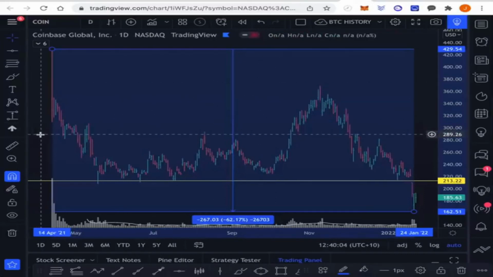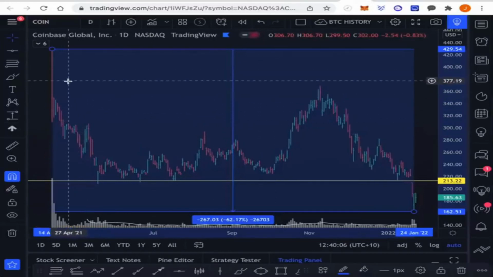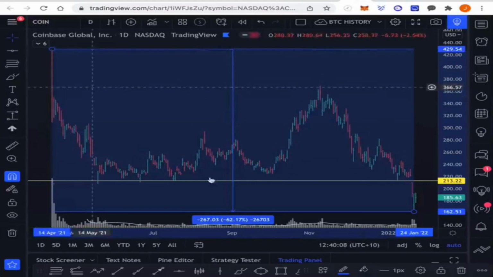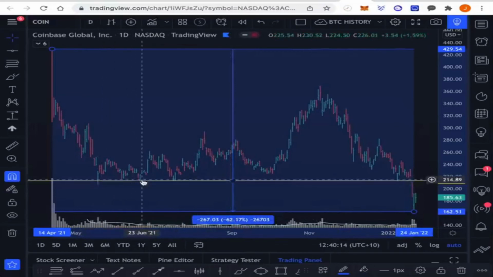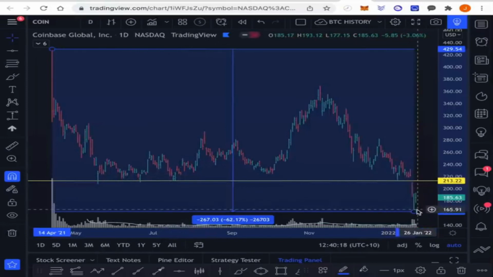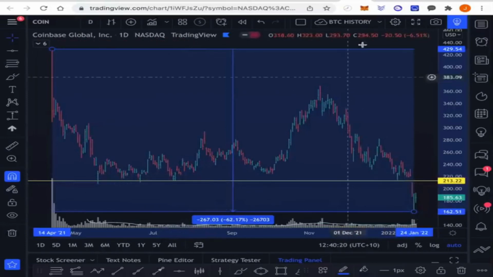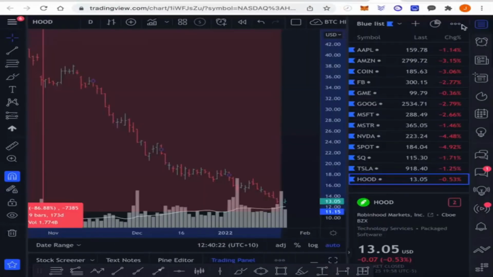So the stocks were very hot at the beginning of the year. Stuff like Coinbase, which is now down 62%. It's broken its all-time lows that was set from May and had a few bottoms here, and then also a recent bottom in early January, and it's broken through this low. So that's a very, very weak sign at the moment. It needs to get above those levels quite quickly.